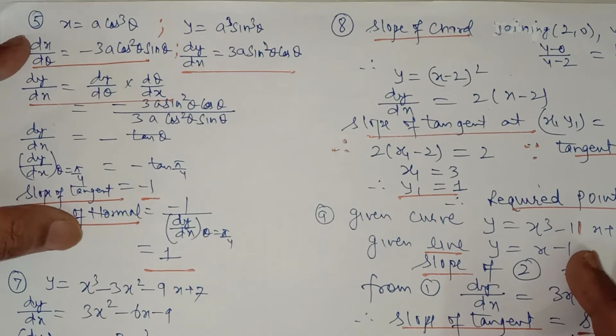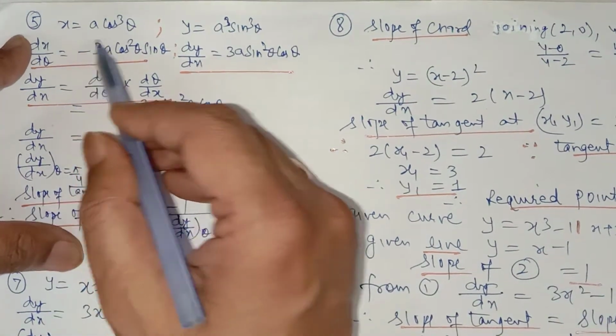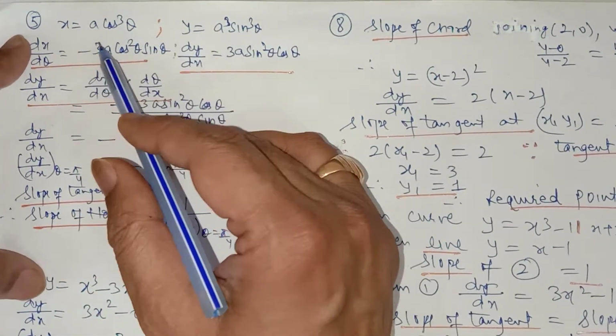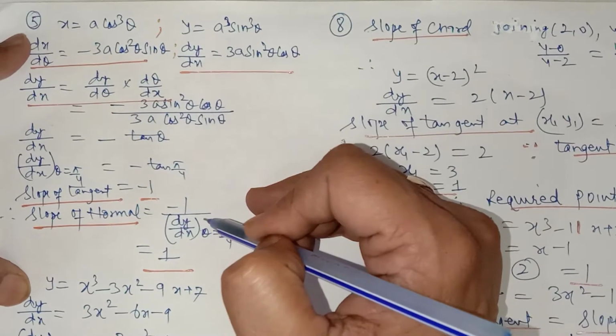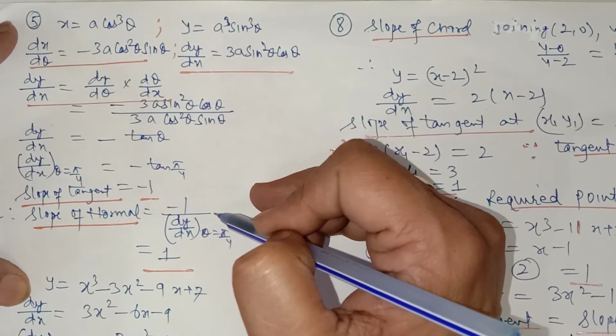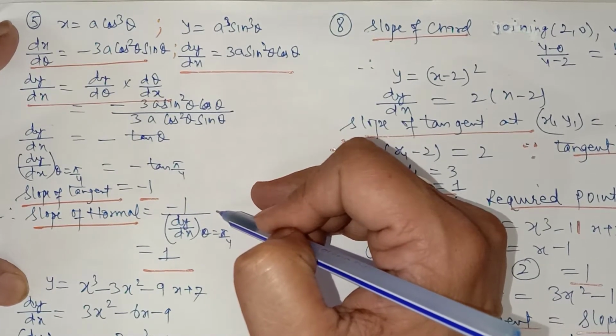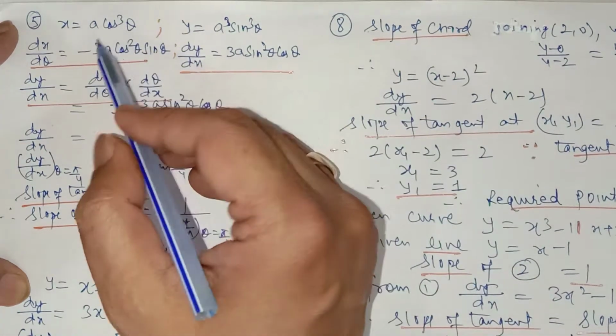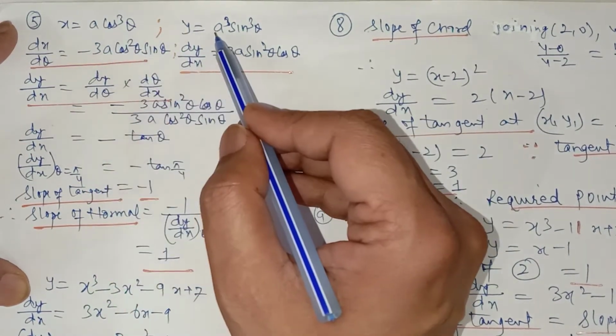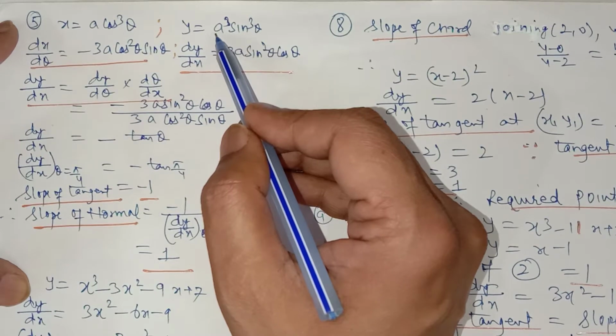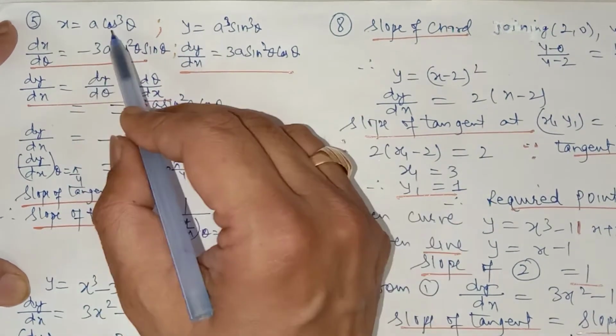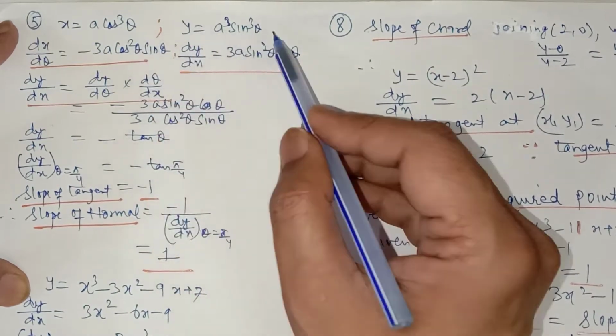Now in question number 5, the equation in parametric form is given. You have to find the slope of the tangent as well as the slope of the normal at theta equal to pi by 4. Now you know how to find the derivative dy by dx for a parametric function. This is x and y, which is represented in terms of a third variable, theta.